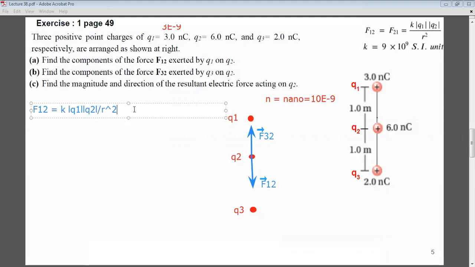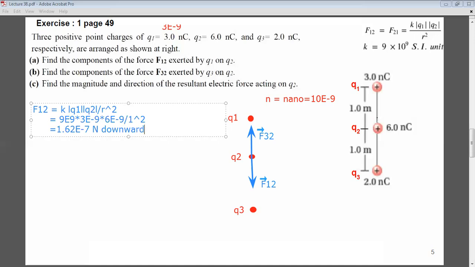Let's plug in numbers. K is 9e9, times Q1 is positive, so I don't have to worry about the absolute value. 3 nanocoulombs, so 3e-9, times Q2 which is 6e-9, divided by the distance between them squared, which is 1 squared. Here is the distance between Q1 and Q2. In numbers, this will give me 1.62 times 10 to the power minus 7 Newton downward.